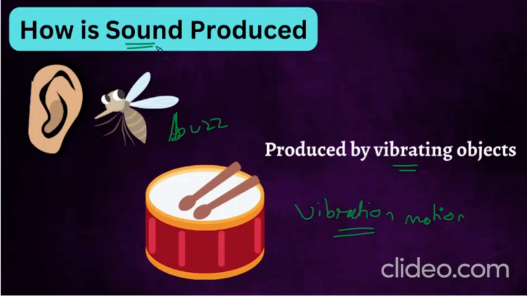Okay, so if you ever try, while speaking, take your fingers and put them on your throat, on your voice box. If you feel carefully, you will understand the vibrations. It is vibrating, correct? So that is how sound is produced. How is sound produced? By the vibration of particles. When particles or things vibrate, they produce sound. Okay.